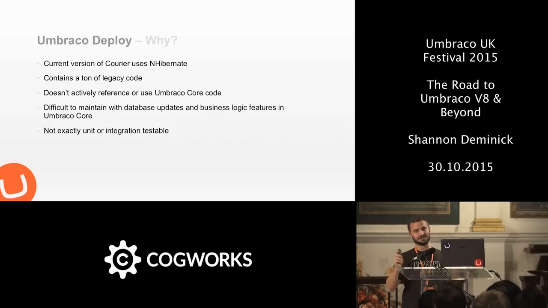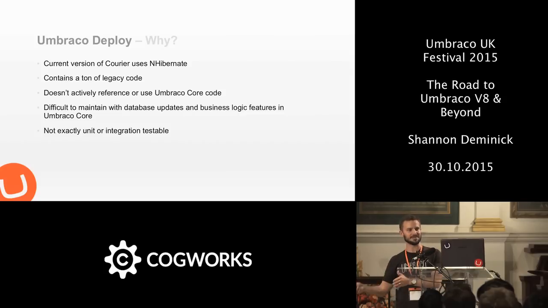So why are we doing this? First off, Courier uses NHibernate. The core doesn't use NHibernate, but Courier does. This is sort of a legacy thing from a version 5 decision that was made. But we want to get rid of this because it's a second data layer on top of a data layer that doesn't need to be there. It adds a lot of bulk, and it's really hard to keep updating with the way the core is progressing. It contains a bunch of legacy code, and in fact, a lot of the code in Courier is copied from core because the Courier core doesn't reference Umbraco core, which is totally crazy, I know, but that's sort of how it's been due to legacy reasons.